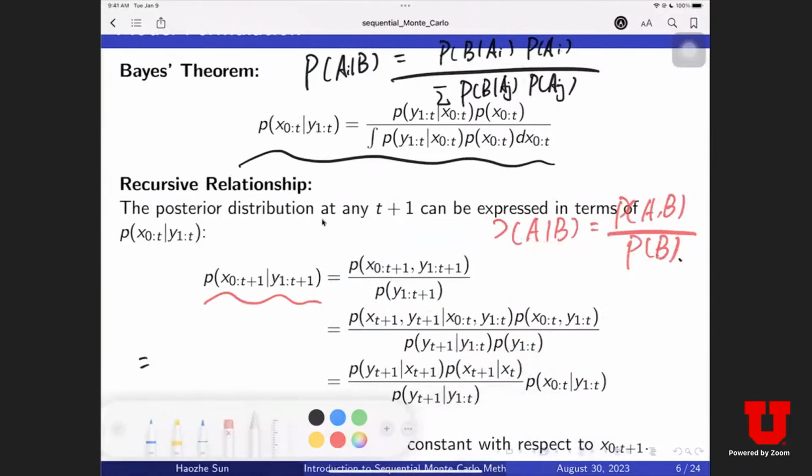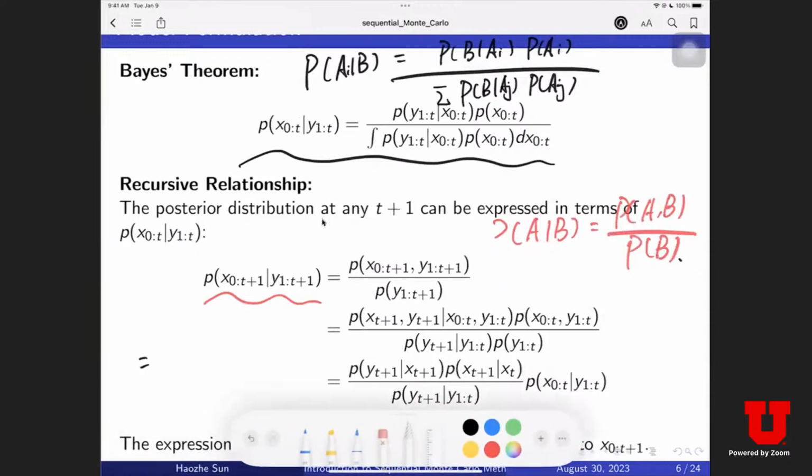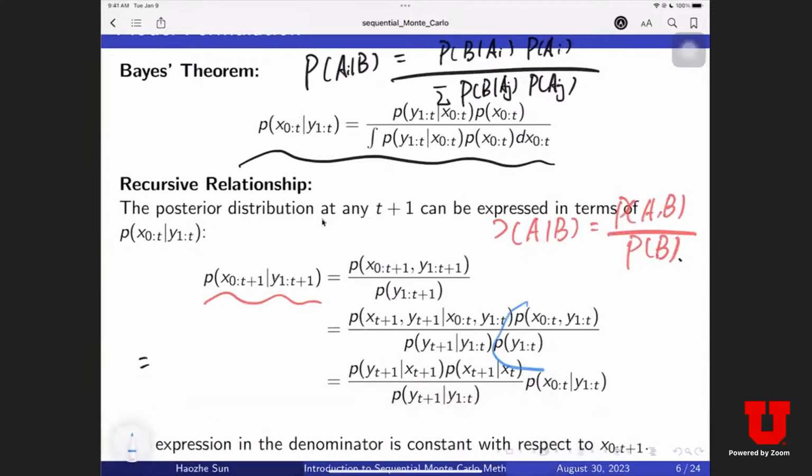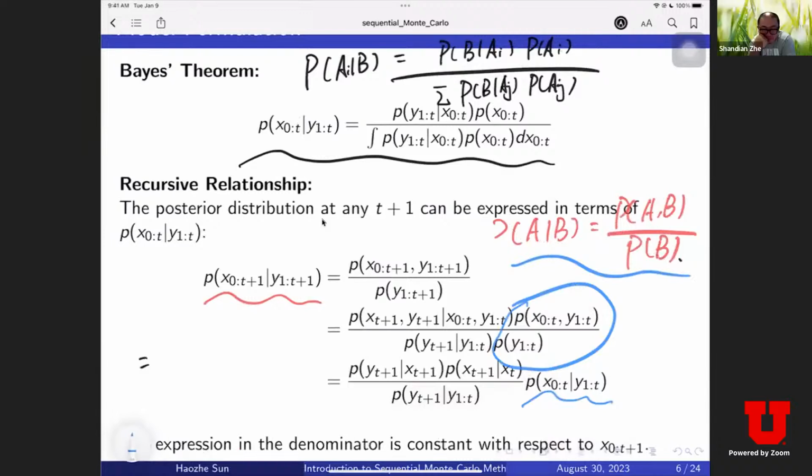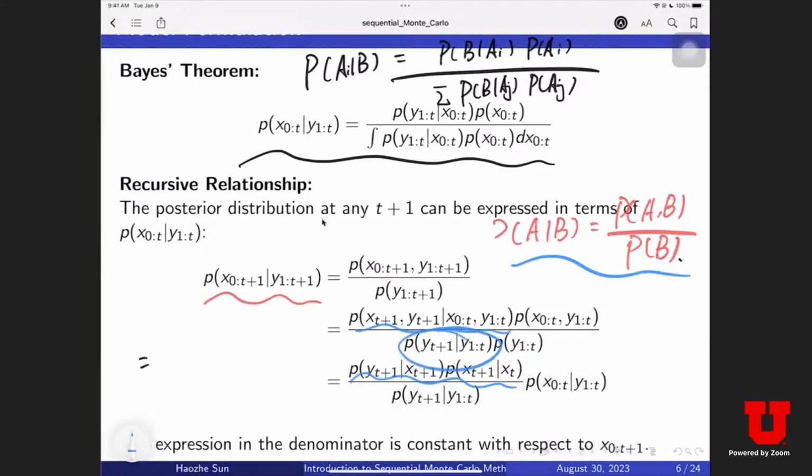Right, and we can find that this one equals this one. It is because of this equation, right? And the problem is: how do we get this one equals this one? I think that is because it's a Markov process.